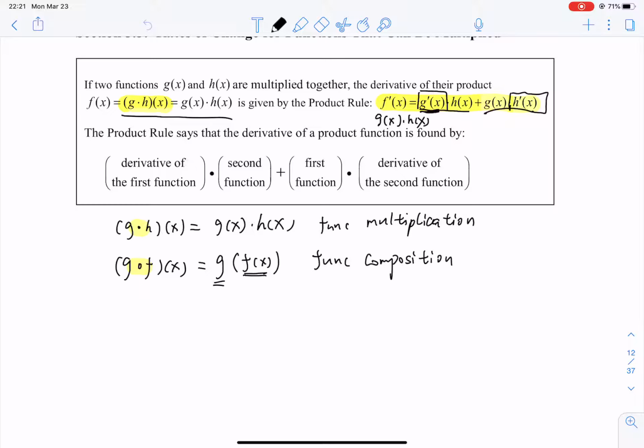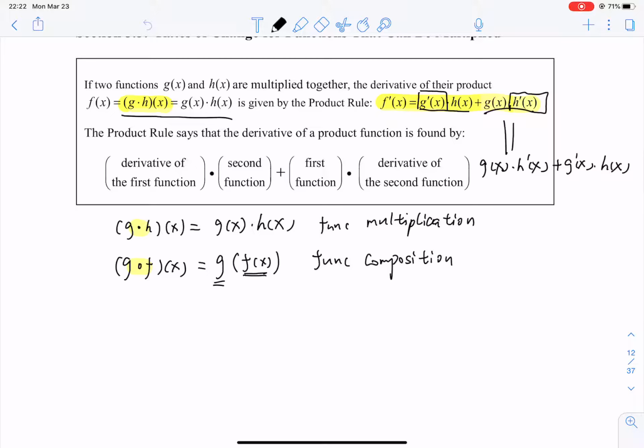So you can see, I hope this one will help you to memorize this formula. It's a summation of two terms. Each term has one derivative, one original function, then multiply them together. So actually for this one, it does not matter which one comes first. That means you can also rewrite it as g of x multiplied by h prime of x plus g prime of x multiplied by h of x. So they're the same thing because a plus b equals b plus a.